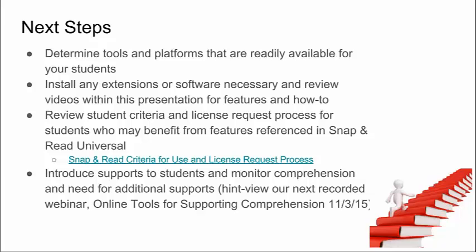I also included a link for reviewing that student criteria and the license request process for students who might need some of those features referenced in the Snap and Read Universal extension. Again, just to review quickly, those features are that beyond the traditional text reader features, it will do that automatic conversion of text to an accessible format for websites that may not be already built in an accessible format, or documents that might not be. It will also do that text leveling process for students who need to have some simplified versions of text available to them. So if you click on the link here on this slide for Snap and Read criteria for use and license request process, that will bring you to a PDF document that will give you a little bit more information on that.